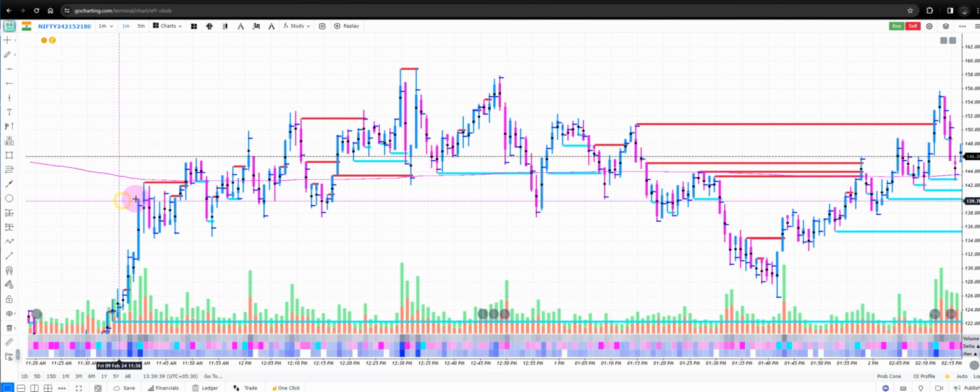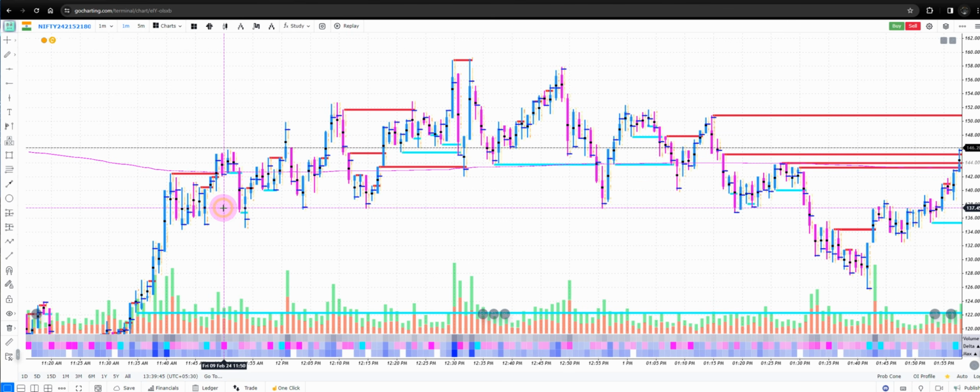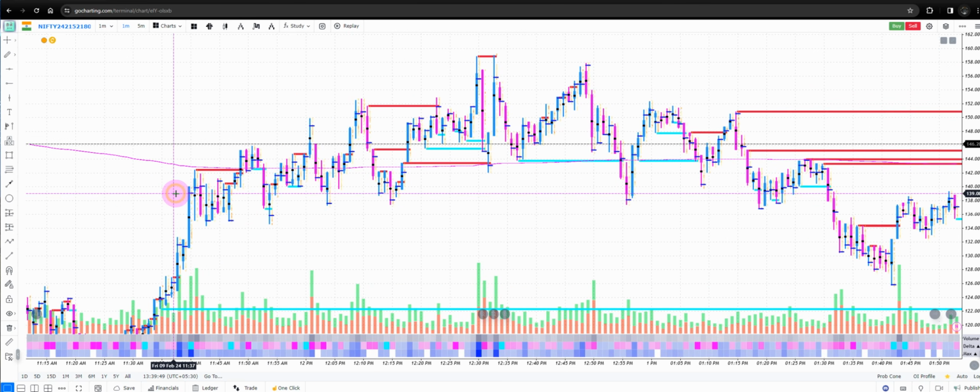This is something that has been recently added on Go Charting. So we'll just see how we can use it and how we can add some valuable information into each candle that we look at, and how we can use it to take better trades or scalps. So what I have right now is a 1 minute chart.